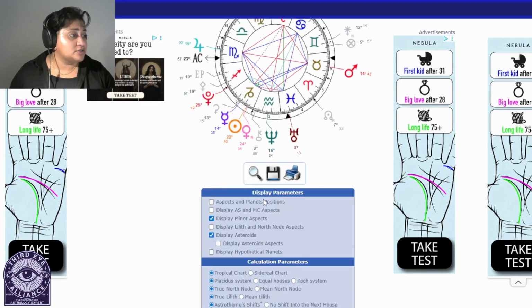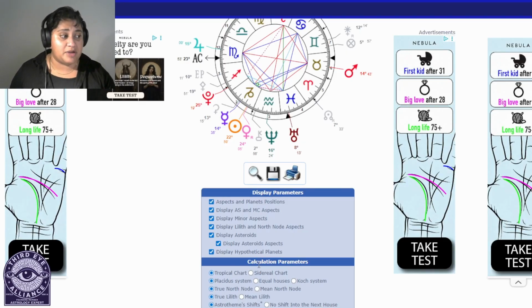We're gonna come down here to the display parameters. Now, these parameters you can edit. Let's say I wanted to display all the aspects between the ascendant and the MC, any aspects being made to them. If I want Lilith and North Node aspects, those are important, right? If I wanted to display asteroids, hypothetical planets, aspects and planets' positions.